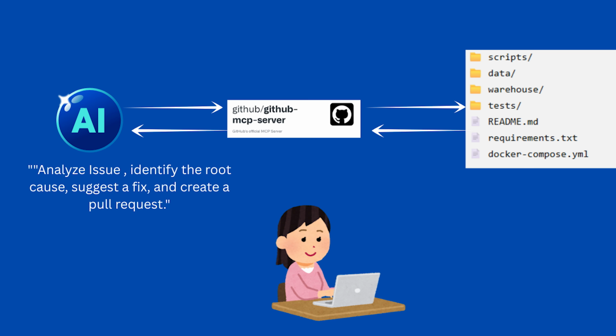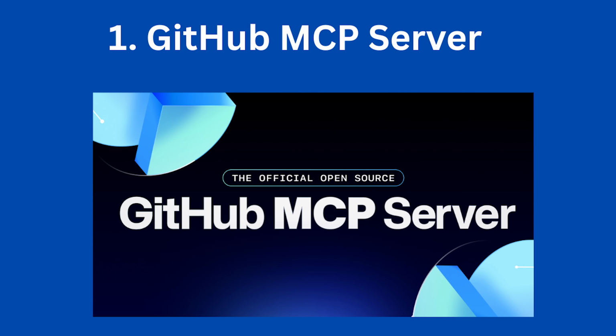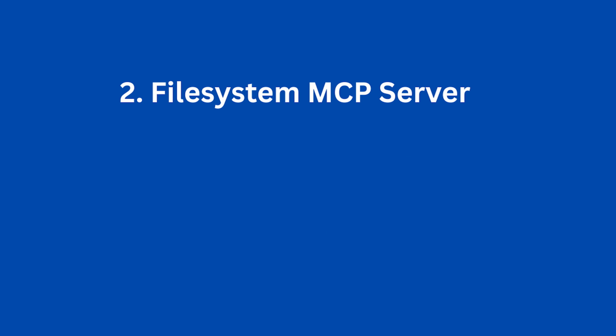With GitHub MCP, you simply ask your AI assistant, analyze the issue, identify the root cause, suggest a fix, and create a pull request. So it can read the issue, inspect the affected code, compare recent commits, prepare the necessary changes, and help you to create a pull request. This saves time and allows you to focus on solving problems instead of going through the code. If you work with GitHub on a daily basis, GitHub MCP is easily one of the most valuable MCP servers you can install. Next on the list is the Filesystem MCP Server.